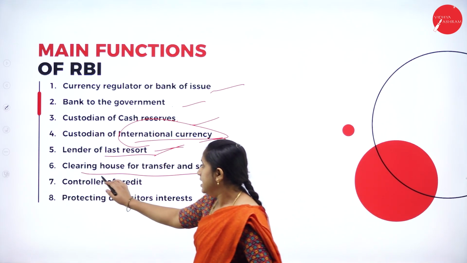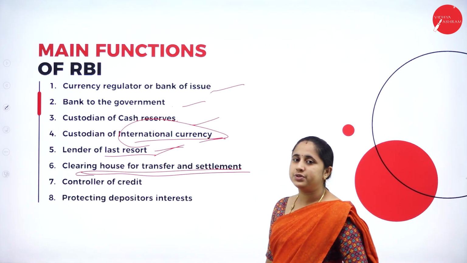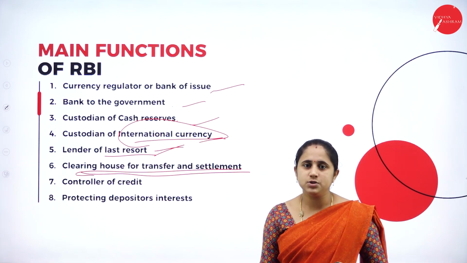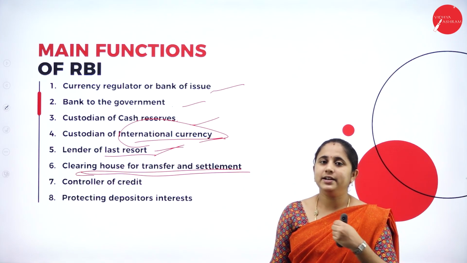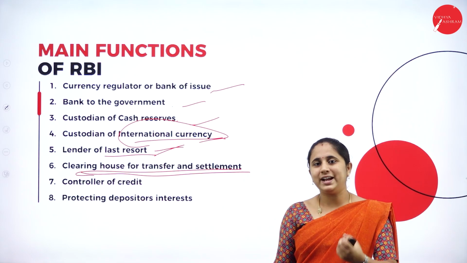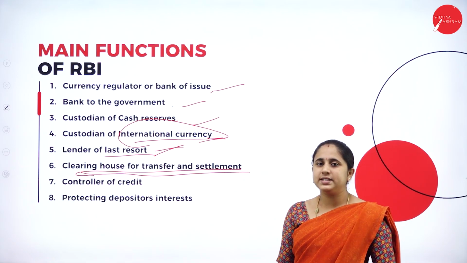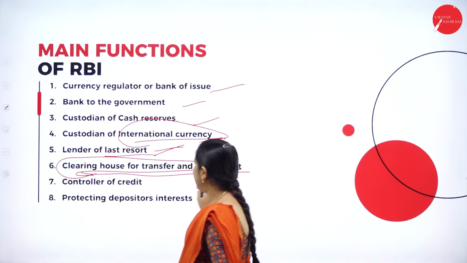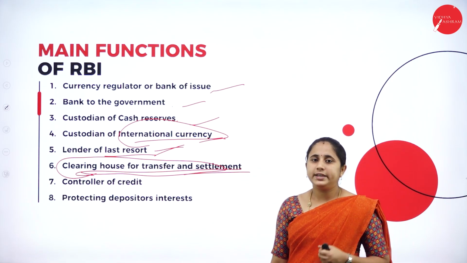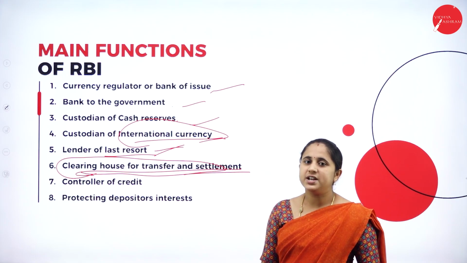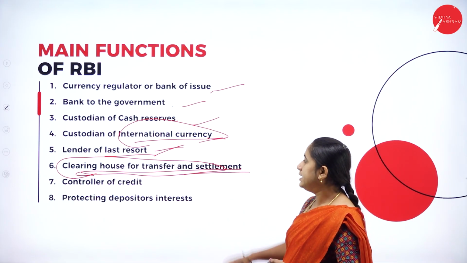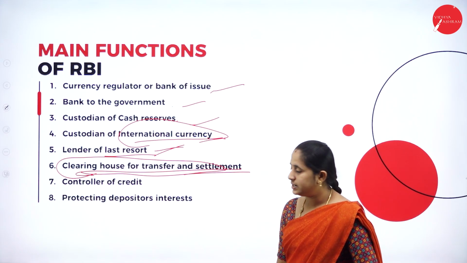RBI acts as a clearing house for transfer and settlement. They accept checks, bills of exchange and all the instruments in order to clear and in order to give money to the commercial banks. Commercial banks will get money immediately by surrendering instruments to the clearing house for transfer and settlement. Here RBI accepts all the instruments, bills of exchange and checks in order to give money to the commercial banks. So that is clearing house for transfer and settlement.